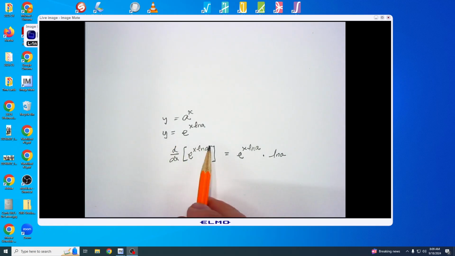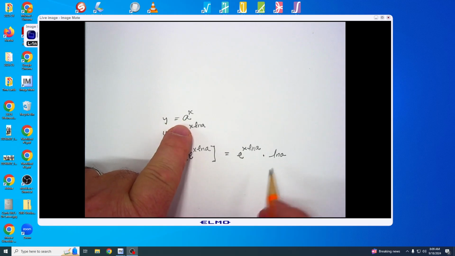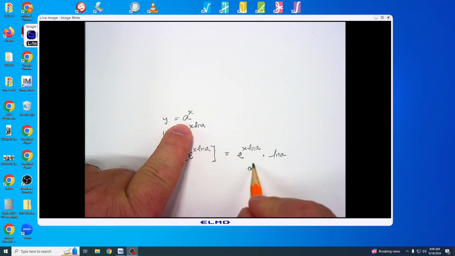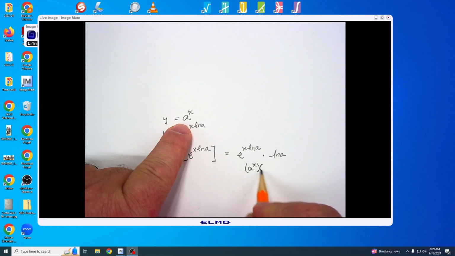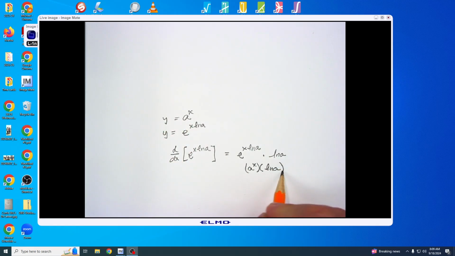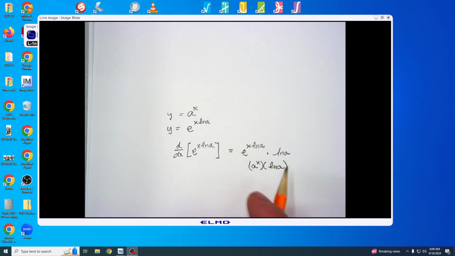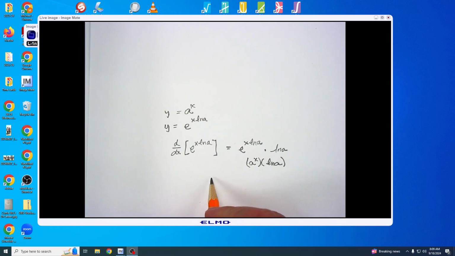We then rewrote it as a to the x, so that a to the x times the natural log of a became the derivative of our a to the x. And so we saw the rule was that the derivative d dx of a to the x was really a to the x times the natural log of a.